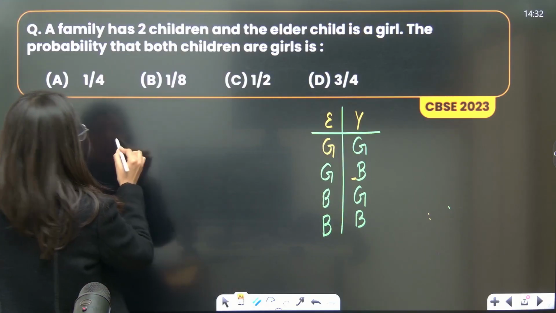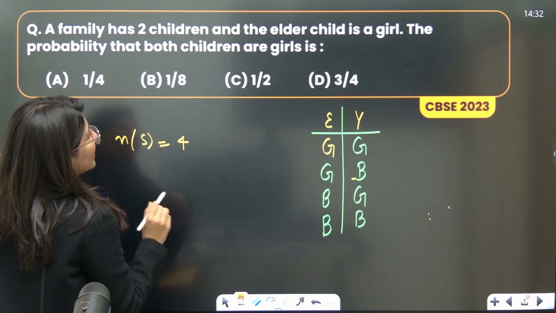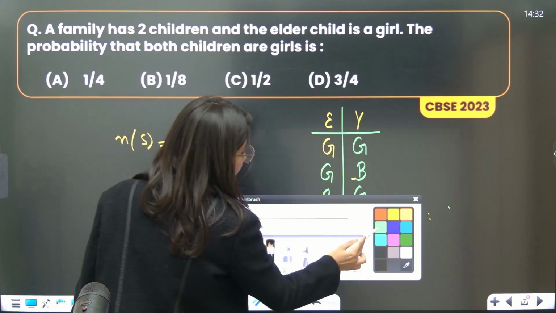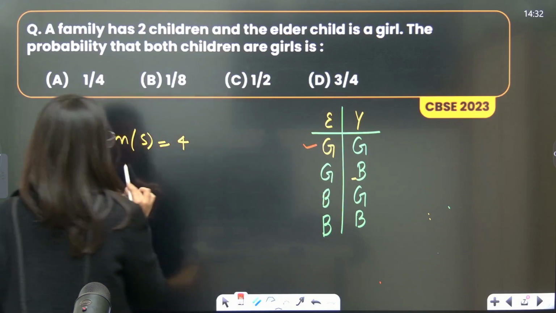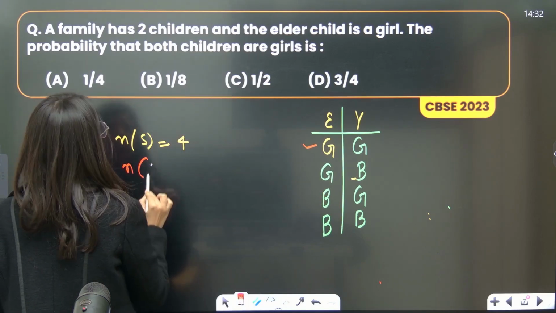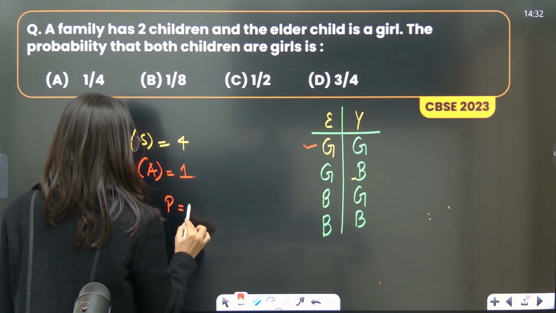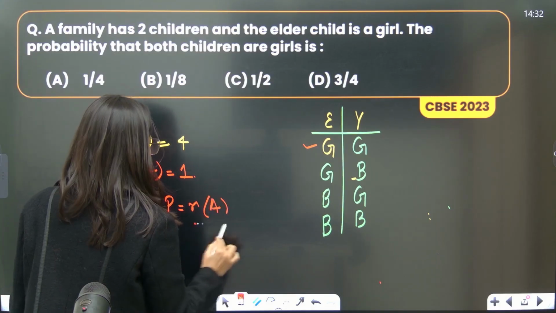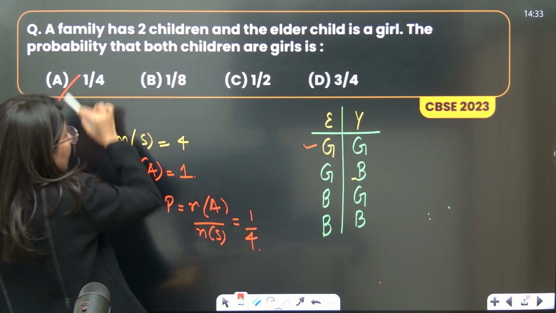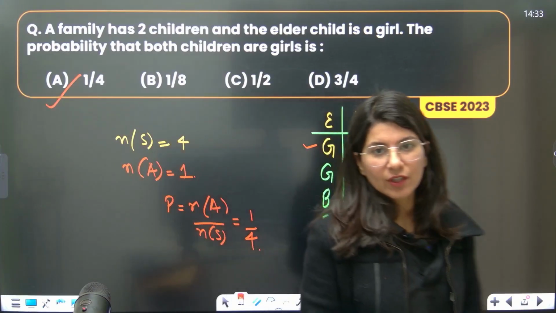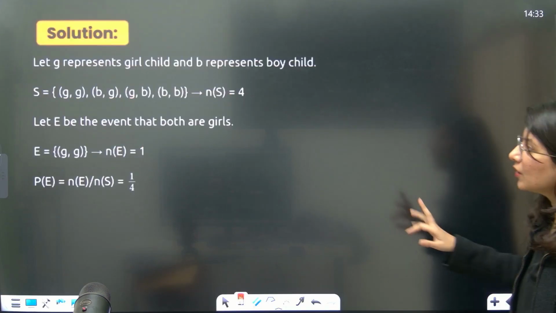Now just tell me what is the sample space. Ma'am, sample space is 4. Now both children are girls. So favorable outcome means what? Both children being girls is the number of favorable outcomes, or event A. This is 1. So your probability will be n(A) upon cardinality of S, which is 1 by 4. Clearly, option A will be absolutely correct. And this is how you need to write.